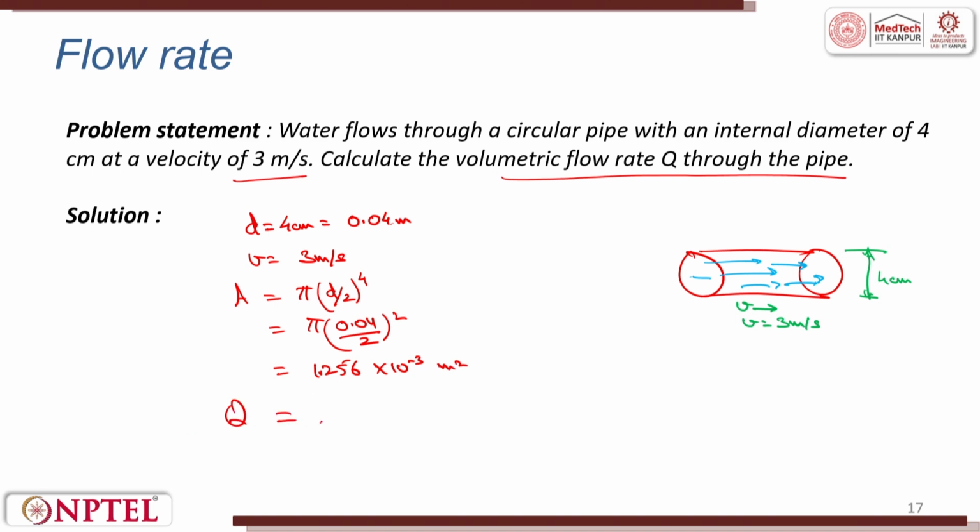Q, that is flow rate, is equal to area into velocity. This is equal to 1.256 into 10 raised to power minus 3 times velocity. Velocity given is 3 meters per second. This turns out to be 3.768 into 10 raised to power minus 3 meter cube per second.